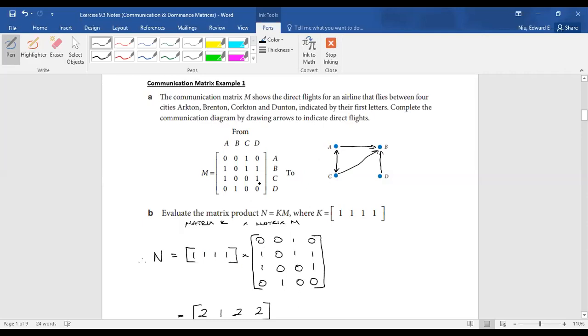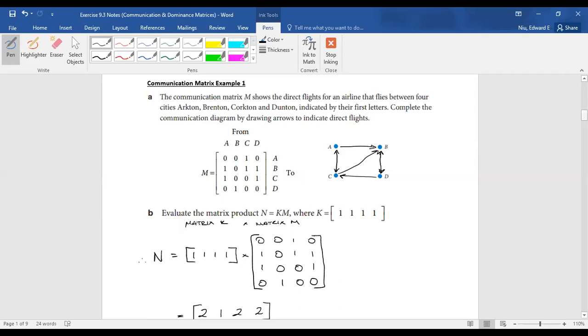From Dunton, we can also get to Corkton. So from Dunton, we can fly to Corkton. From Brenton, we can fly to Dunton. So from Brenton, we can fly to Dunton. That means we can put an arrow like so. Right, that's our diagram, our communication matrix diagram complete.